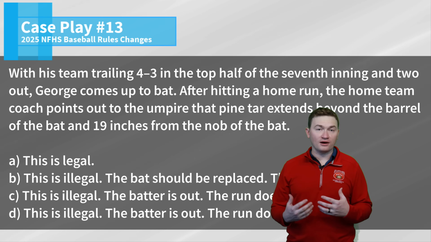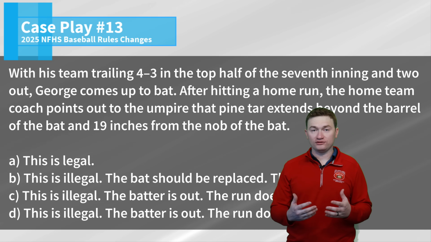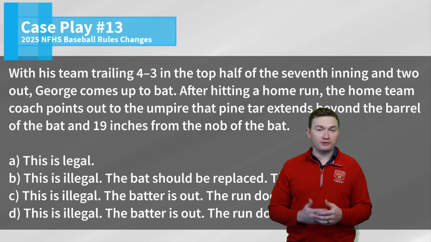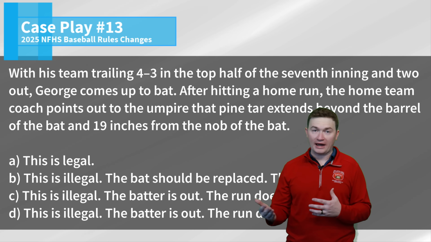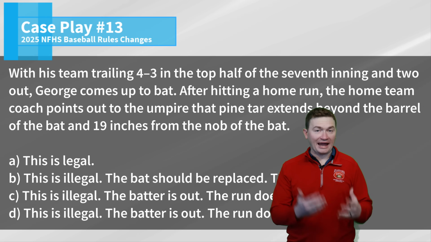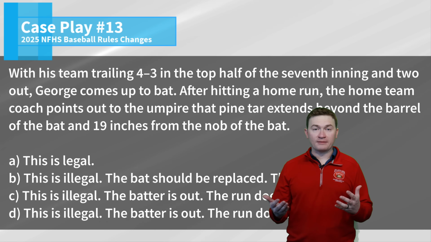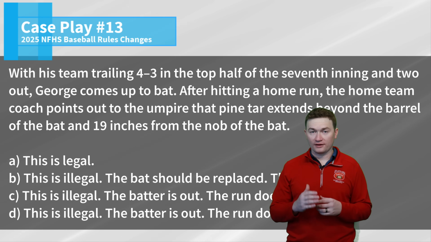So in our scenario, we have the batter being called out for using an illegal bat, and because the run scored as the result of the use of an illegal bat, the runner is going to be returned to his base with less than 2 outs. And since this scenario has 2 outs, then it really doesn't matter. No run is going to score on this play.